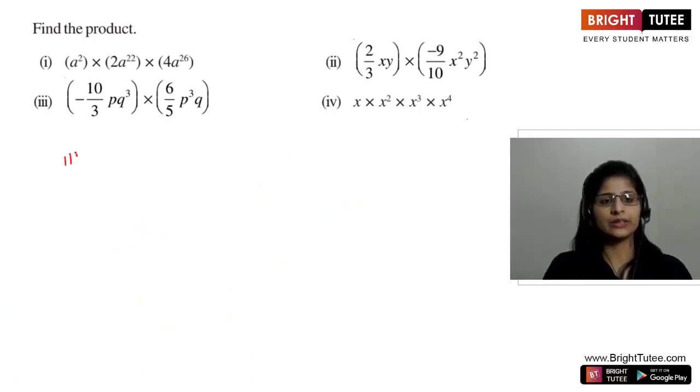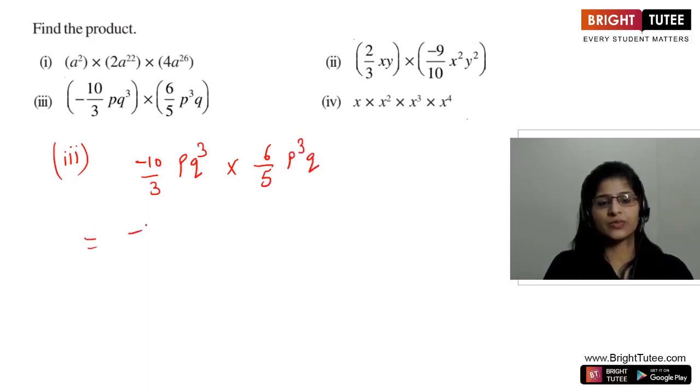Let us do the third part. In this we are given minus 10 upon 3 pq cube multiplied with 6 upon 5 p cube q. So let us make the coefficients right together: minus 10 upon 3, 6 upon 5, pq cube into p cube q.